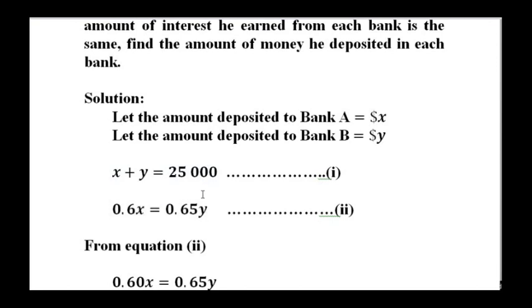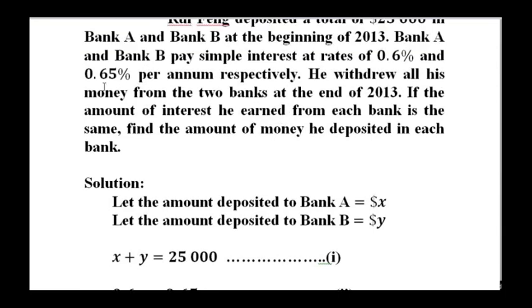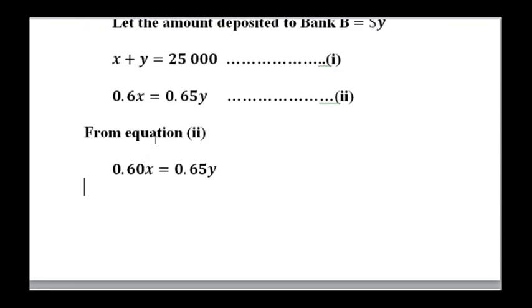As for the second equation, the statement is as follows. Bank A and Bank B pay simple interest at rates of 0.6% and 0.65% per annum respectively. As both the interests are paid in equal intervals of time, that is, in a year, we can write the equation as 0.6x equals 0.65y. Let's label these equations as equation 1 and equation 2, and I will solve the system of linear equations by the substitution method.